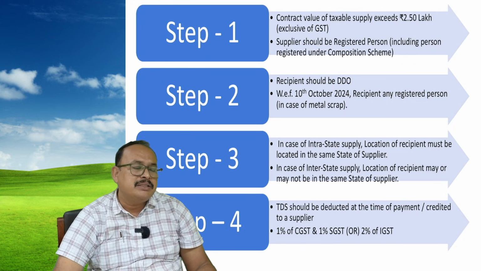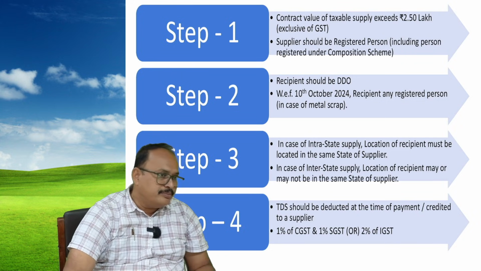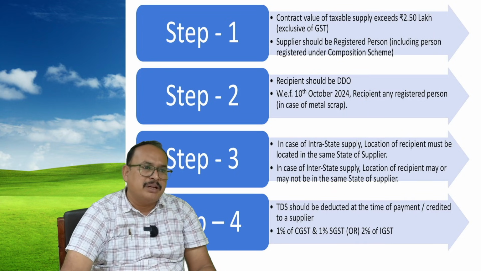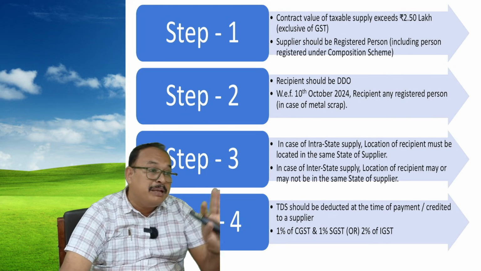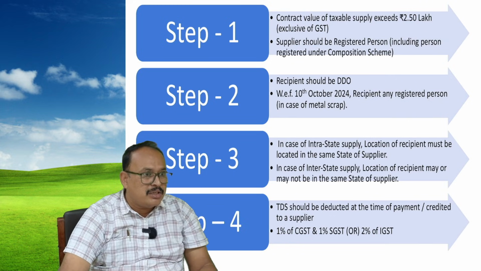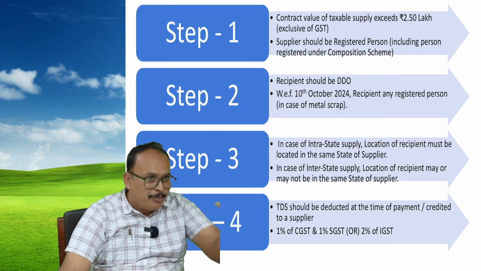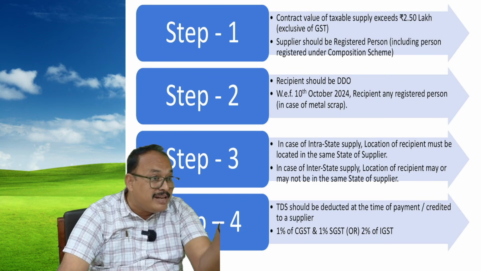What do you mean by this? Contract value is 5 lakh, but the bill raised now is only 10,000. Contract value of taxable supply is 5 lakhs, but the value billed is 10,000, and I am going to pay 10,000. In that case, only that 10,000 will attract TDS.